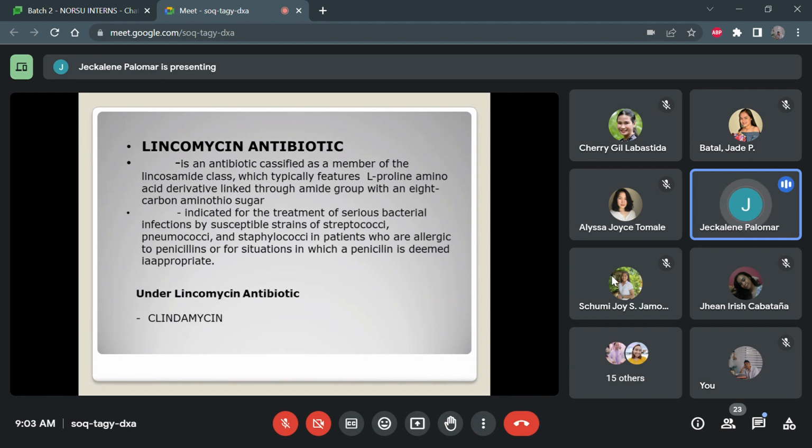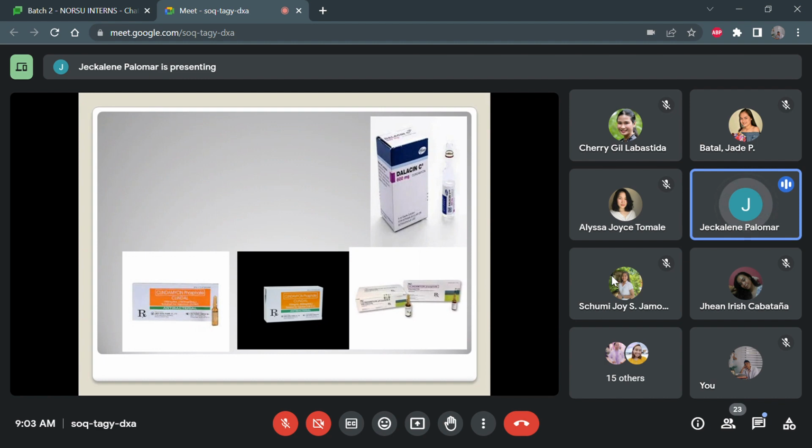So the example of a lincosamide antibiotic is clindamycin. So there are brands of clindamycin: Clindal 300 milligrams, Clindal 600, Dalamycin 600, Dalacin 600, Corsin 300 and 600.